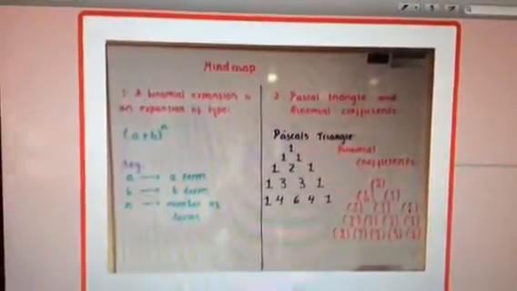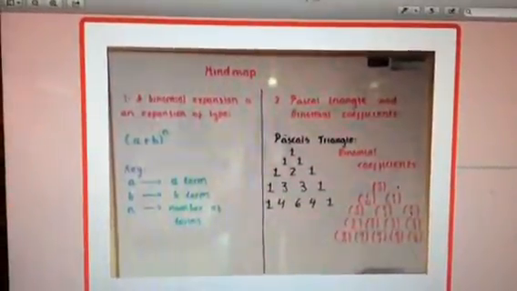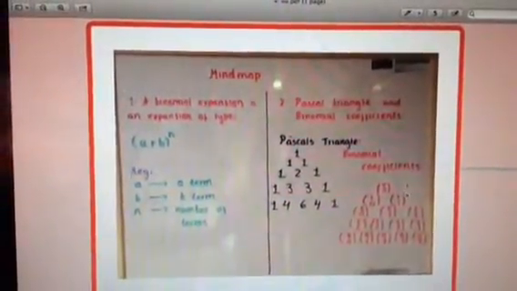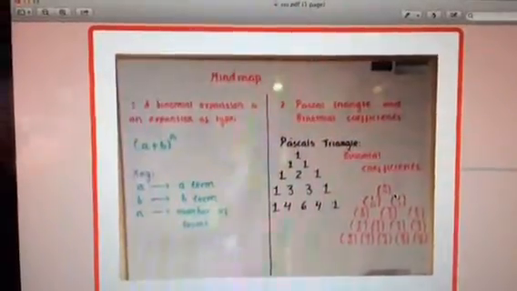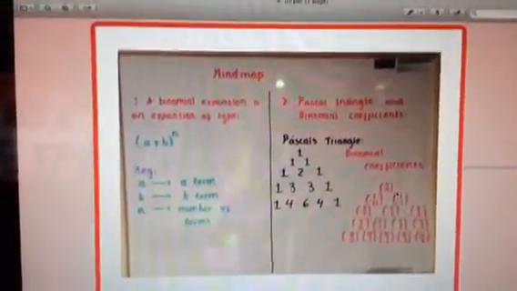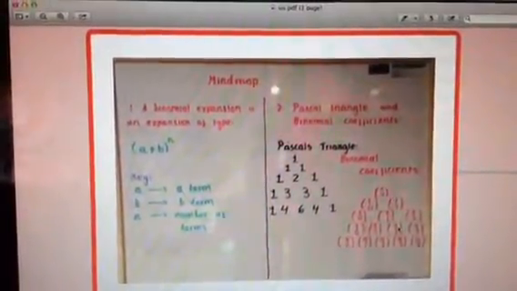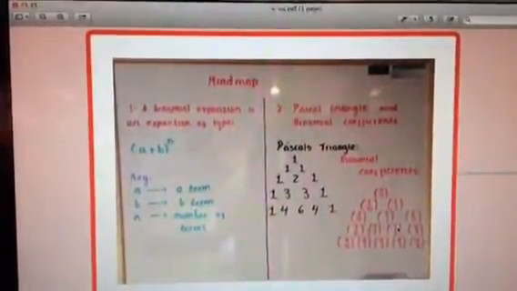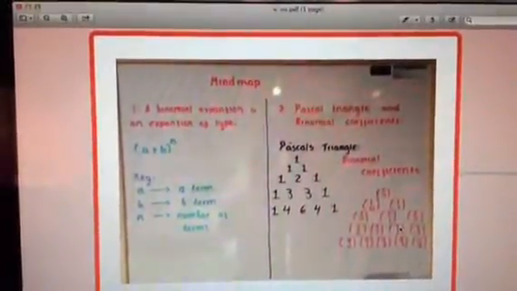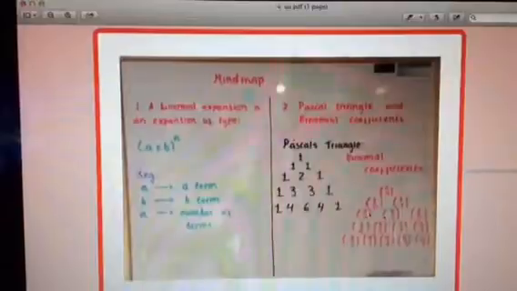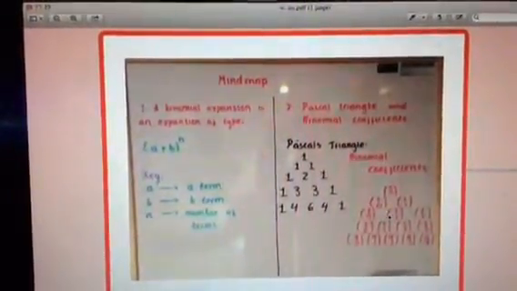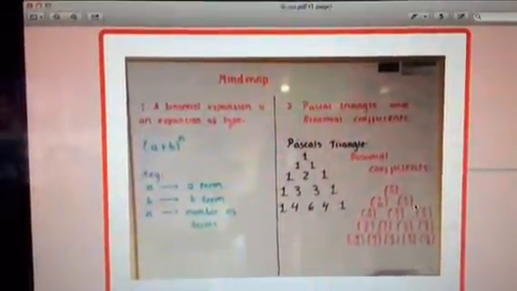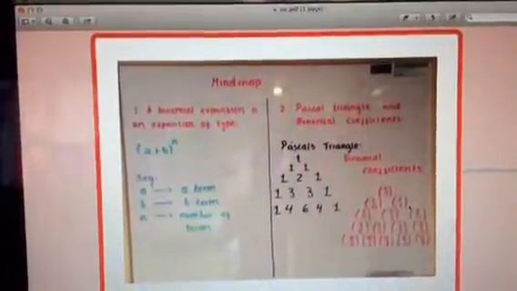On the other hand, we have the binomial coefficients, which are 0 choose 0, which is the same as 1, 1 choose 0, which is 1, 1 choose 1, which is 1, 2 choose 0, which is 1, 2 choose 1, which is 2, and 2 choose 2, which is 1, and so on.